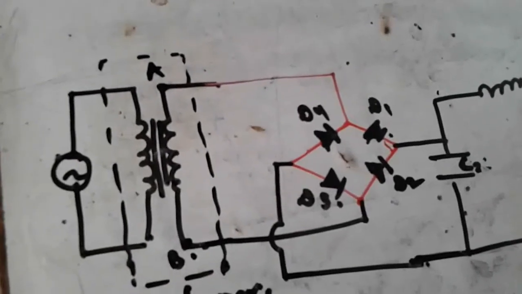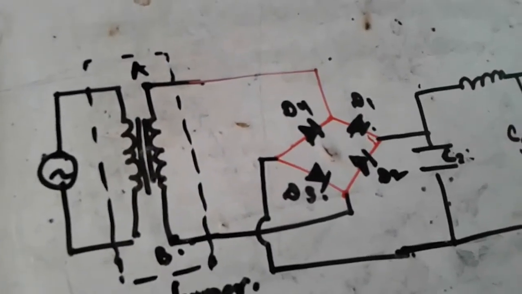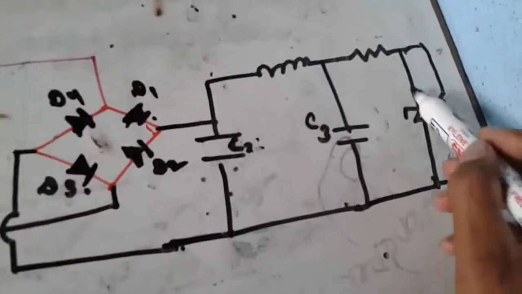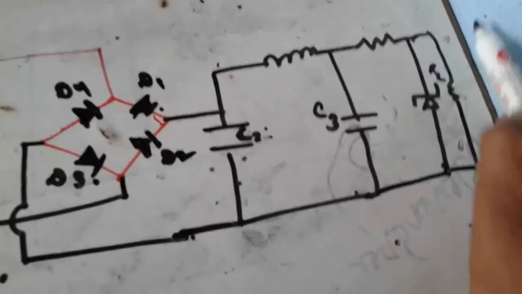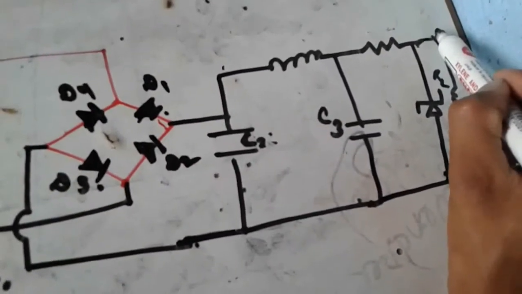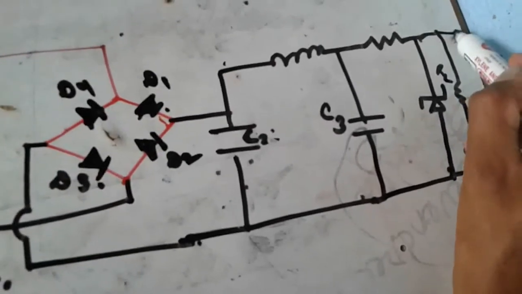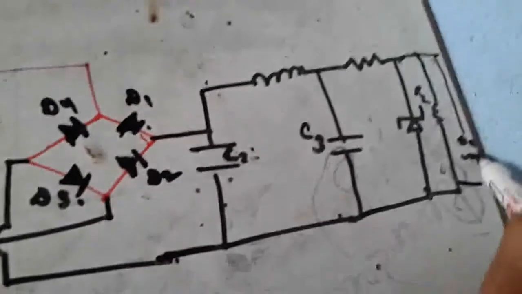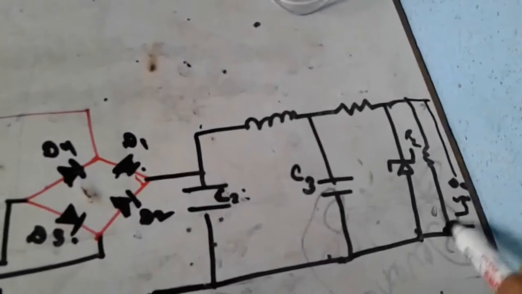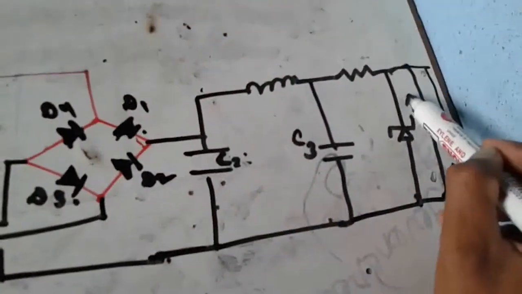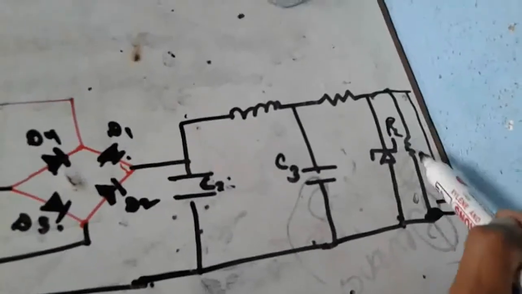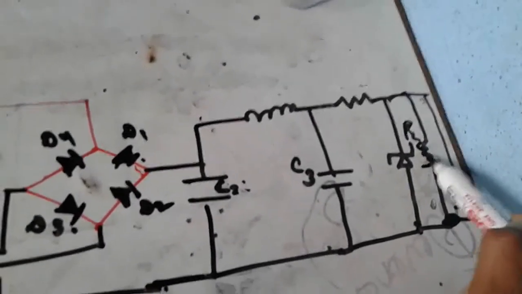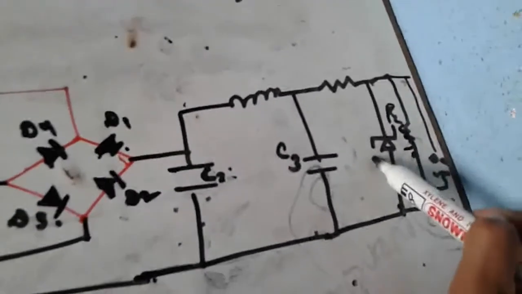And finally here you can see this one is a load resistor, and there it will finally provide you a DC voltage. This one is for the DC voltage. This one is a load resistor RL, this one is a resistor, and this one is a Zener diode.